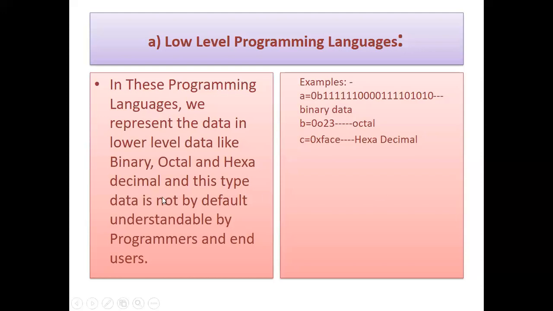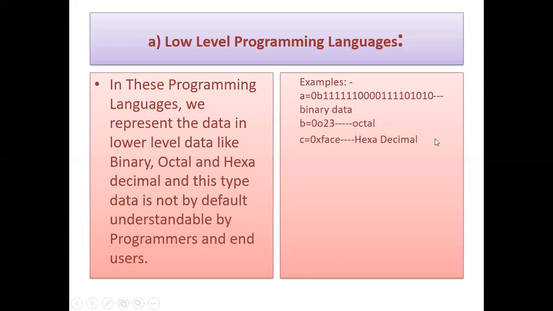Like A is equal to 0B, 0B means binary format, 11110000. In binary numbers, we have 1 and 0 only. Is this understandable by everyone? No. B is equal to 0O, 0O means octal, 0O23. This is also not understandable. And C is equal to 0X, 0XFACE. This is hexadecimal, which is also not understandable by the end user or the programmer.